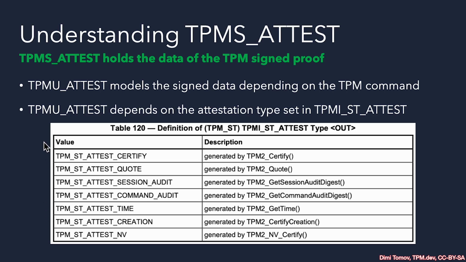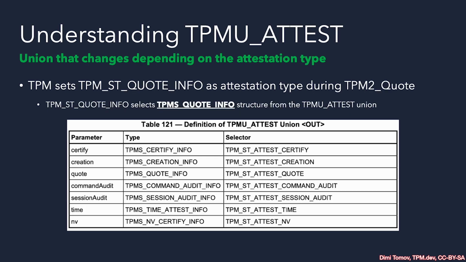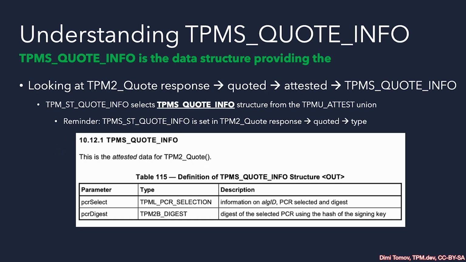Based on the attestation performed, we have different unions here that we'll use to decode the attested structure. This is why I said it will look a bit like Inception. Taking a closer look at the type for TPM2_Quote, which is TPMI_ST_QUOTE_INFO, we find ourselves with a TPMS_QUOTE_INFO union structure.